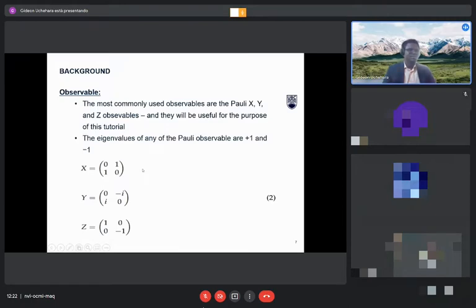Now, the next thing is that there are commonly used observables, which are the Pauli X, Pauli Y, and Pauli Z observables. The eigenvalues for any of the Pauli observables are either +1 or -1. The X is represented by this matrix, the Y by this matrix, and the Z by this matrix. For the purpose of this tutorial, it is important to introduce these Pauli observables again.